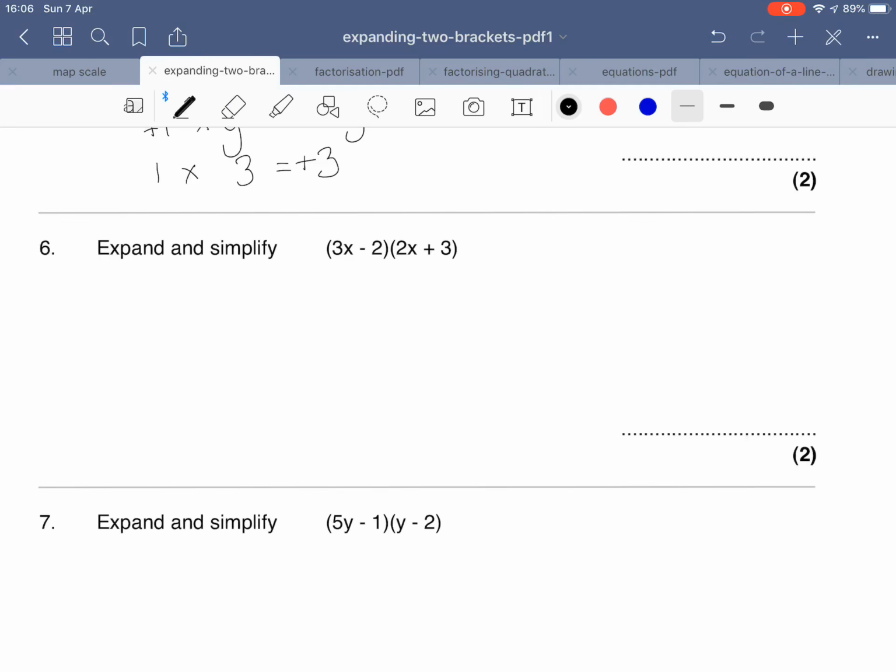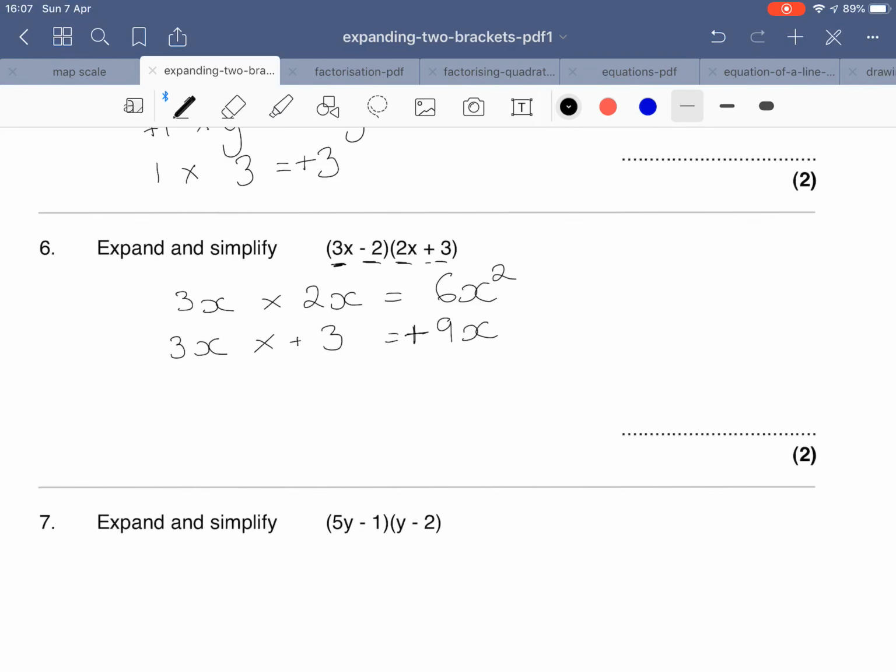Again, same method. So we've got FOIL first ones, 3x times 2x. So 3 times 2 is 6, and x times x is x squared, so that's going to be 6x squared. Outer ones, so 3x times 3, and that's a positive 3, so it's a plus 3. So 3 times 3 is 9, and we put our x on, and because it's a positive, we're going to plus it.